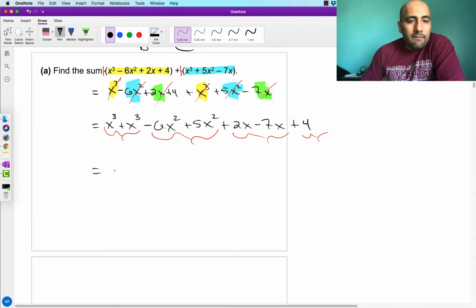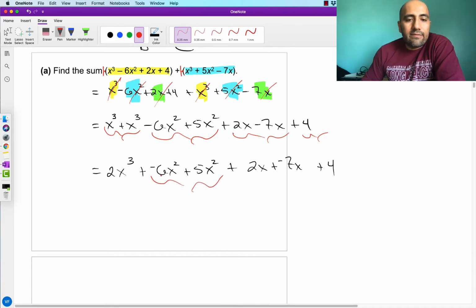So we have x cubed plus x cubed. Well, that's just going to be 2x cubed, right? To deal with these, I'm going to rewrite it as an addition of a negative 6x squared plus 5x squared plus 2x plus negative 7x plus 4. And now I can combine these. So now I have a negative 6 plus a positive 5. Together they give me a negative 1. So this would be 2x cubed plus negative x squared.